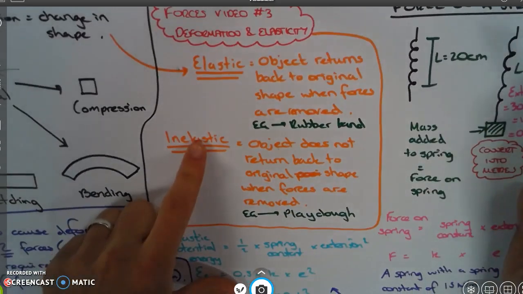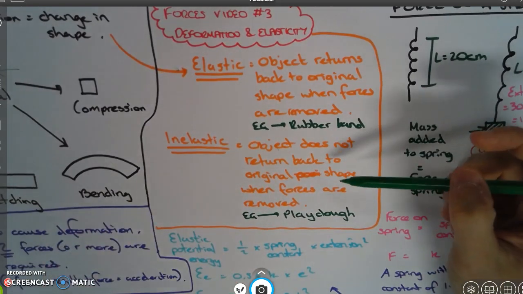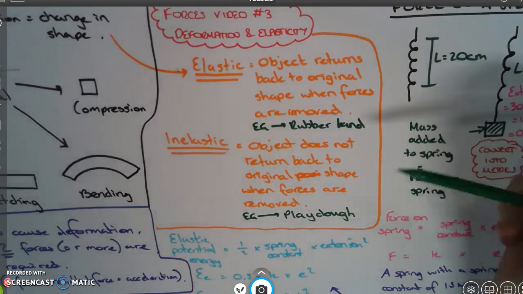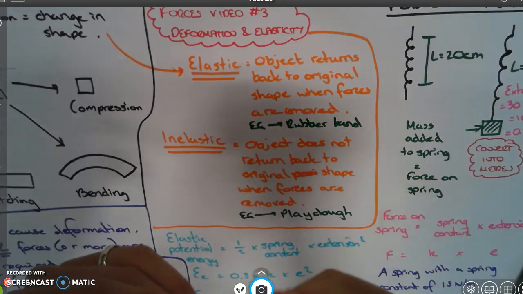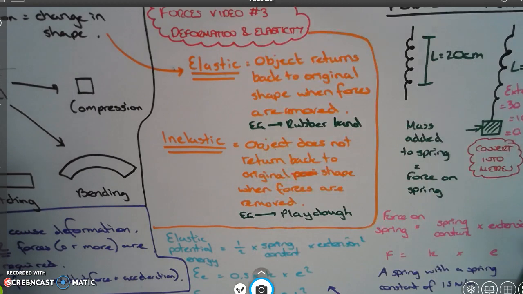Whereas inelastic deformation is an object that does not return back to original shape when the forces are removed. And the best example of that in my mind is Play-Doh. So when you play with Play-Doh, when you press down on the Play-Doh and you deform it, it doesn't return back to what it was before you deformed it.